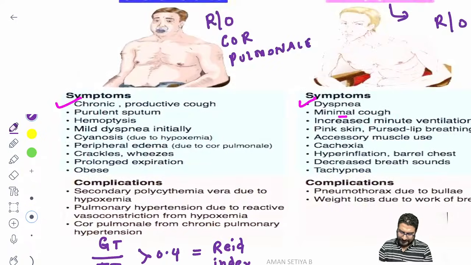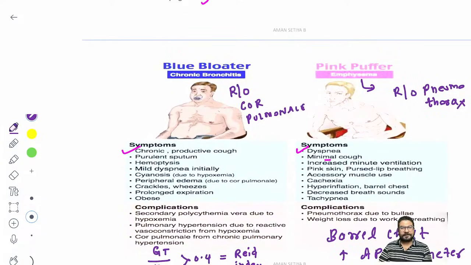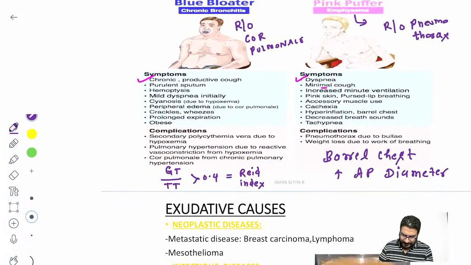In emphysema, what they ask you, understand, they ask you a question like the patient will have barrel chest. Barrel chest means antero-posterior diameter of chest will increase. So you will see increase in AP diameter, and this we call barrel chest. So these are something which you have to remember.